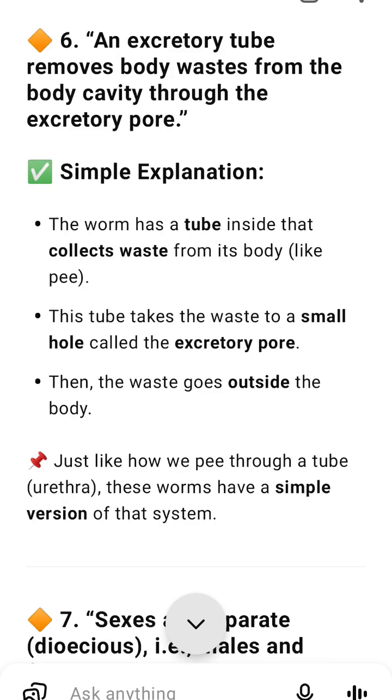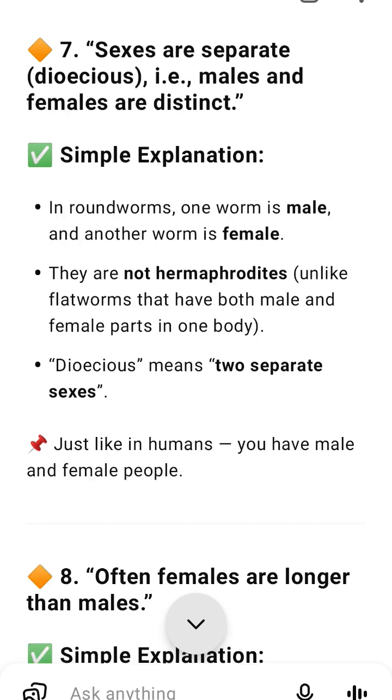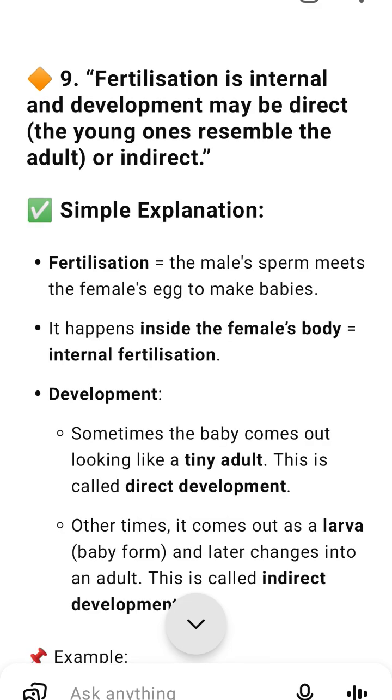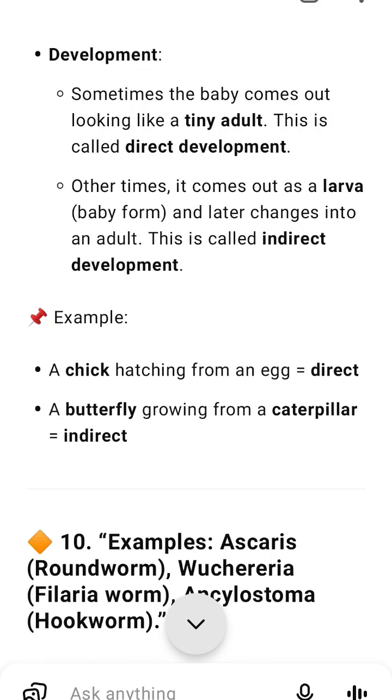How do they reproduce? 1. Roundworms have separate sexes. One worm is male and another is female. This is called being dioecious. 2. Female worms are often larger than males. The female's bigger body helps carry and produce eggs. 3. Fertilization is internal. The male's sperm meets the female's egg inside the female's body.